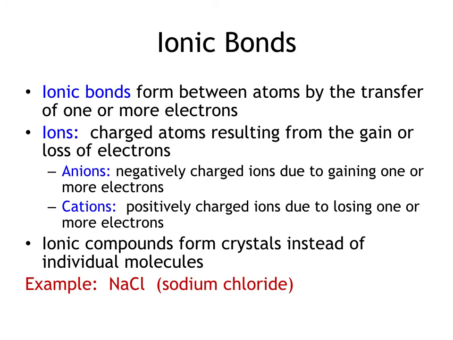Okay, so let's go into more detail on ionic bonds. Ionic bonds form between atoms because of the transfer of one or more electrons. Ions are the charged atoms resulting from the gain or loss of electrons. Negatively charged ions are called anions, and they've picked up a negative charge because they've picked up an electron. So they're always negatively charged. Cations have a positive charge because they've lost an electron, and so they have extra protons. When you do this, you form ions, and then the ions are attracted to each other.